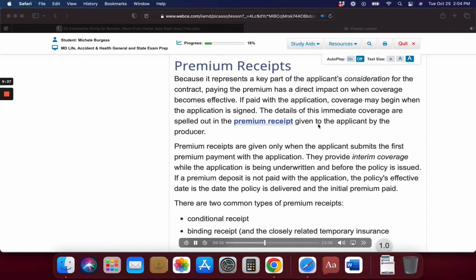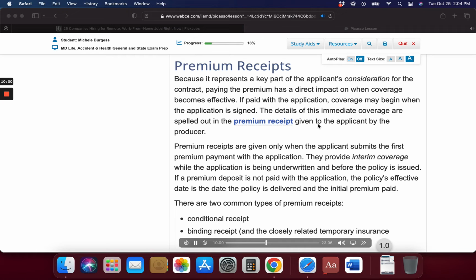Premium receipts. Because it represents a key part of the applicant's consideration for the contract, paying the premium has a direct impact on when coverage becomes effective. If paid with the application, coverage may begin when the application is signed. The details of this immediate coverage are spelled out in the premium receipt given to the applicant by the producer.